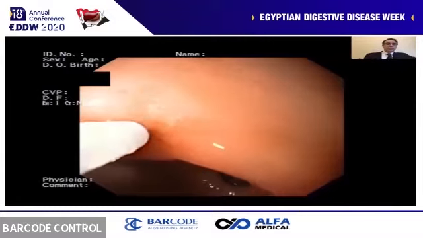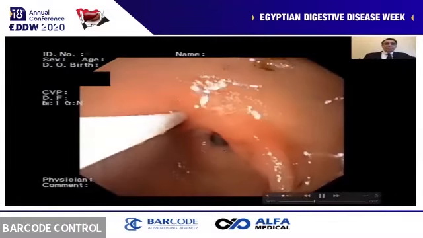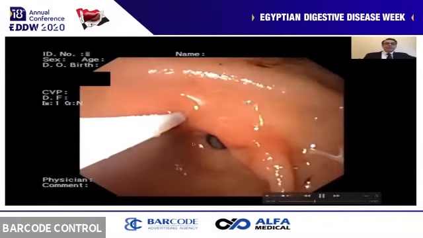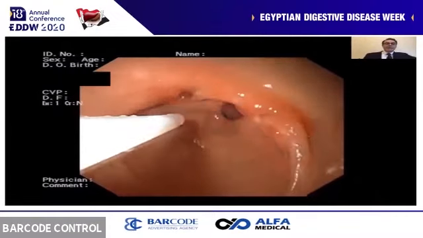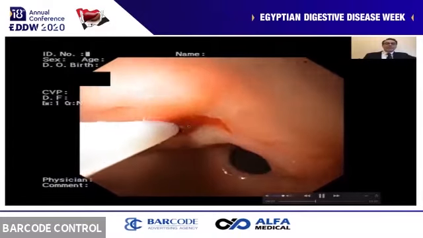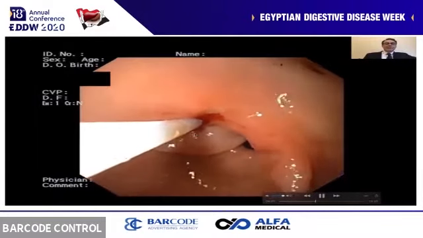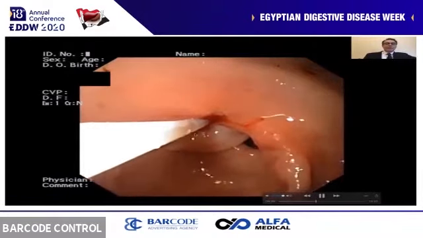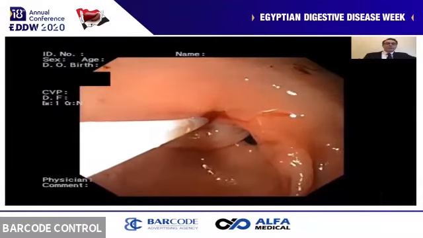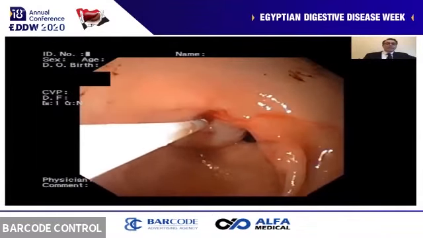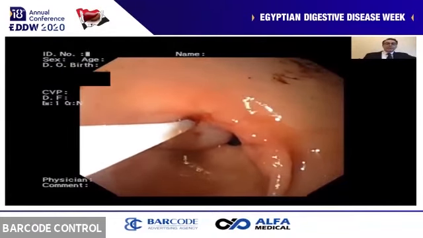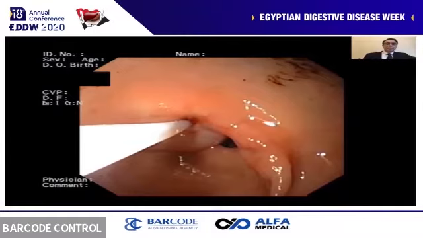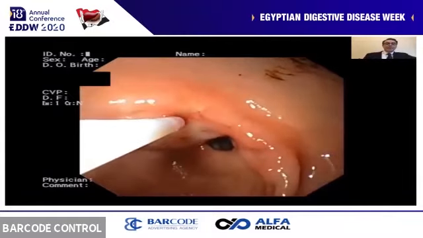He was on NSAIDs. I want to discuss the stigma of bleeding seen in this case, which I would call a visible vessel. But in fact, it's a tiny clot attached to the vessel. We injected with adrenaline close to the bleeding site. We could have started further from the vessel as well.